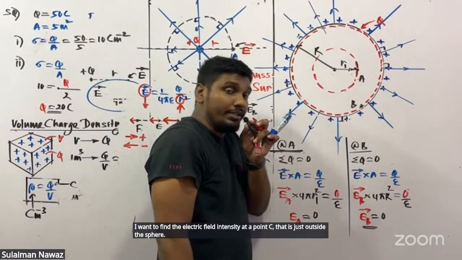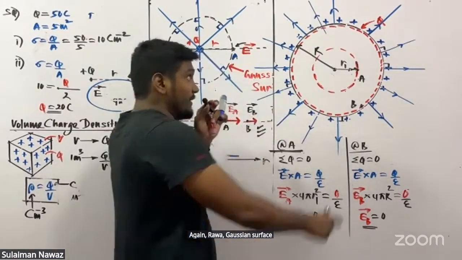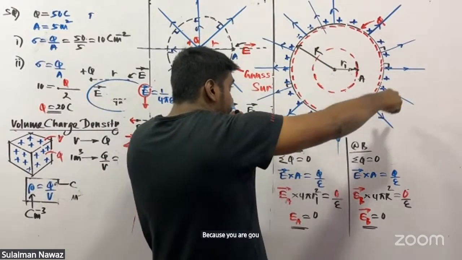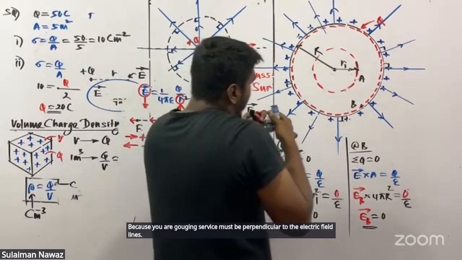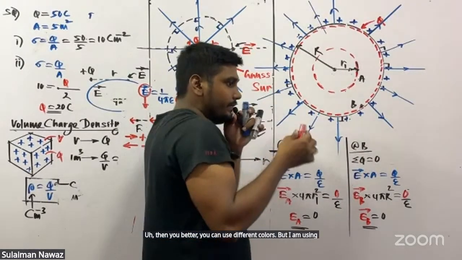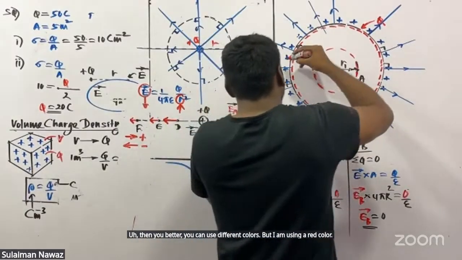Again, draw a Gaussian surface. This time it must definitely be a spherical Gaussian surface, because your Gaussian surface must be perpendicular to the electric field lines. You can use different colors, but I am using only red. See, just outside.